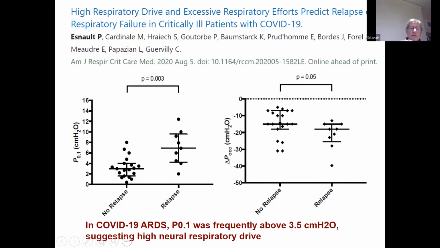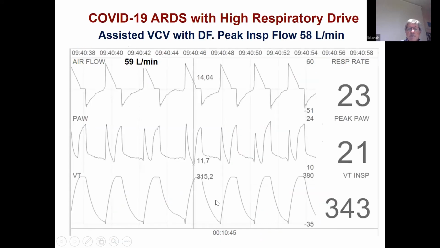In fact, in COVID-19 RADS, it has been found that the patients who present with higher P0.1, and then the patients that have an occlusion pressure, so the negative inspiratory effort in that case, lower than -10, are the patients that cannot get off the ventilator and can have a relapse on mechanical ventilation. So in COVID-19, the P0.1 was frequently above 3.5, suggesting high neural respiratory drive.